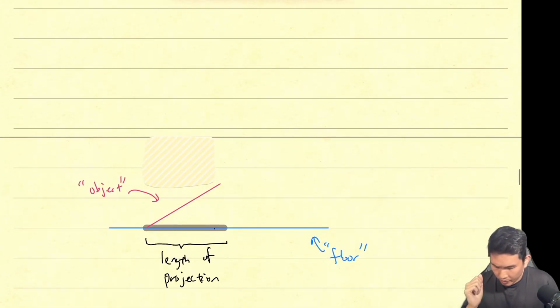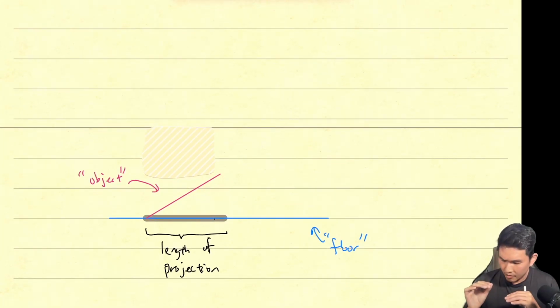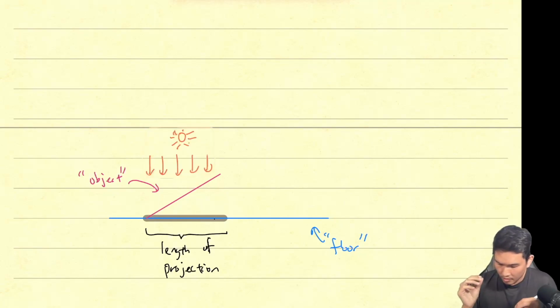I find the most helpful way to think about length of projection is if you have an object and then you want to cast a shadow. Think of the projection as the shadow of the object. Maybe you can imagine you have a light source coming from far away, and then you cast a shadow onto a new surface. And that is the projection.